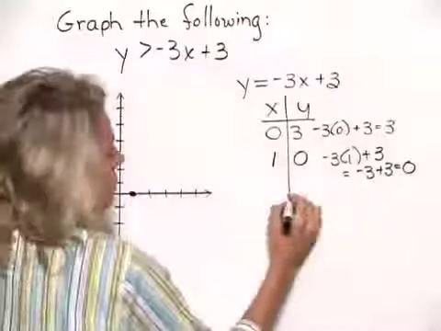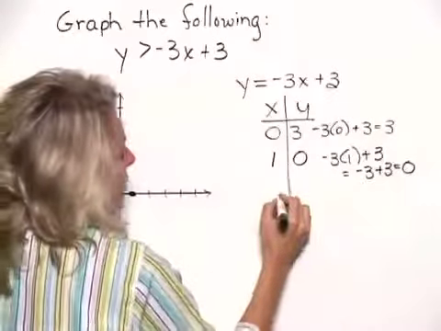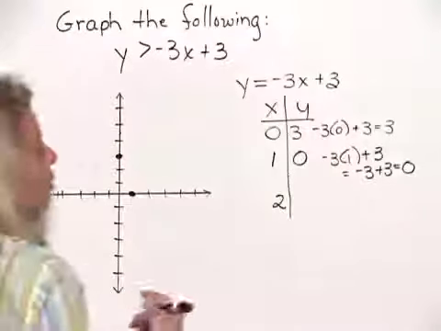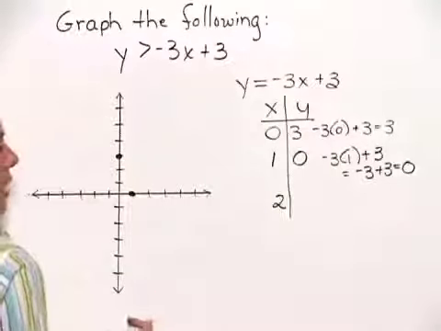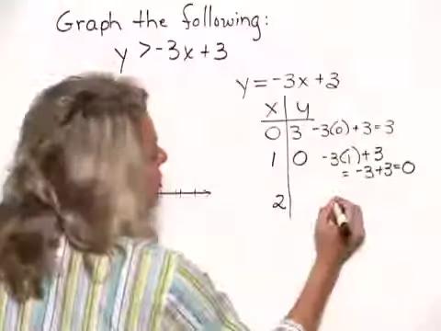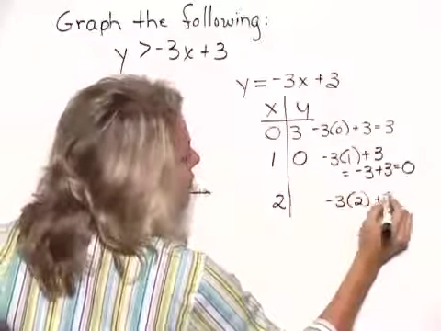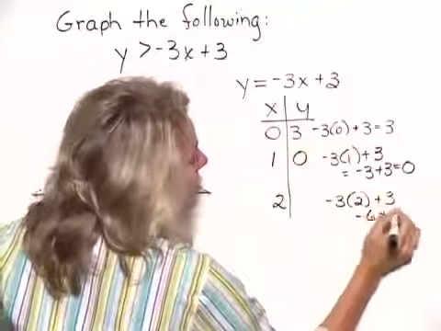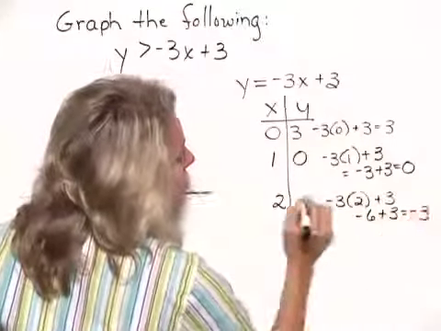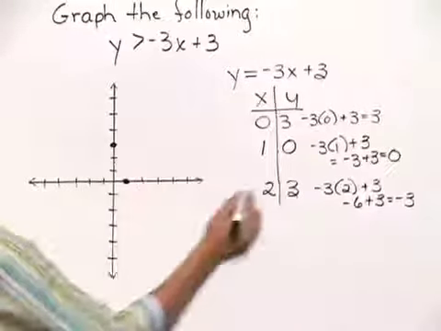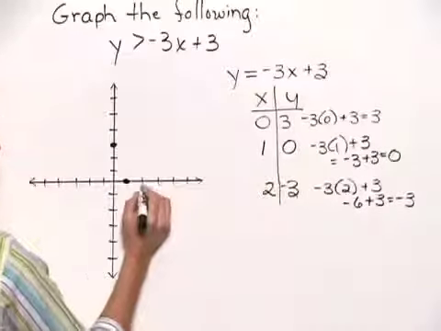And we'll do one more. It's always a good idea to have 3 points before you draw your line. 2 points determine a line, but 3 is a good check. So we've got negative 3 times 2 plus 3, or negative 6 plus 3, which is equal to negative 3. So now we've got the point 2, negative 3.